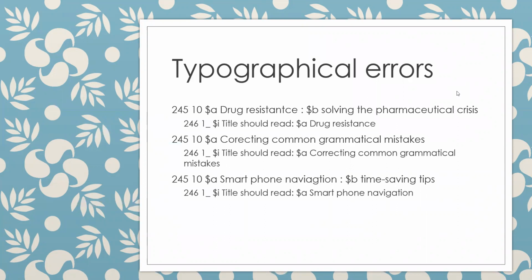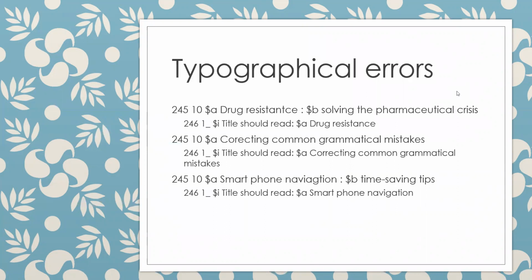For our second example, we have a 245 10, subfield A, correcting common grammatical mistakes, and notice that correcting is not spelled correctly. So we're going to create a 246 1, second indicator blank, subfield I, title should read, colon, space, subfield A, correcting common grammatical mistakes.